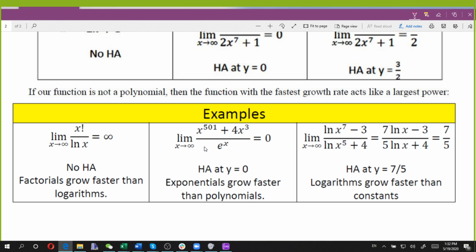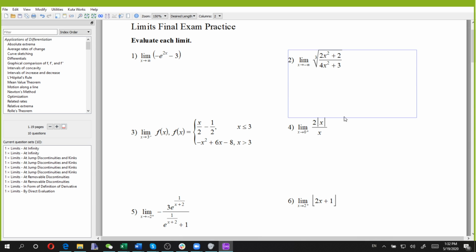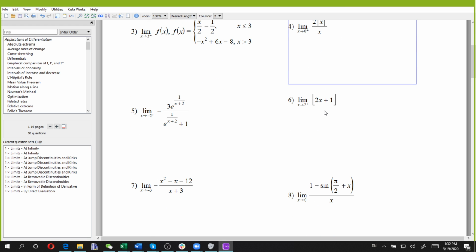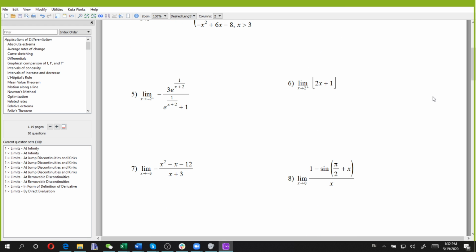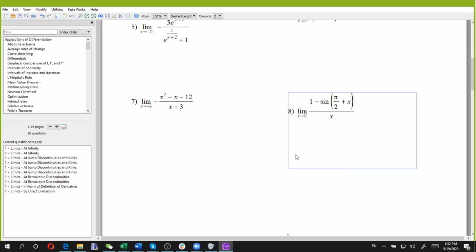Okay. I'm going to check our randomly generated sheet here to see if we've got anything we could use L'Hôpital's rule for, and then we'll take a look at that. Potentially. Okay, either one of these I believe would work. So 7 or 8.